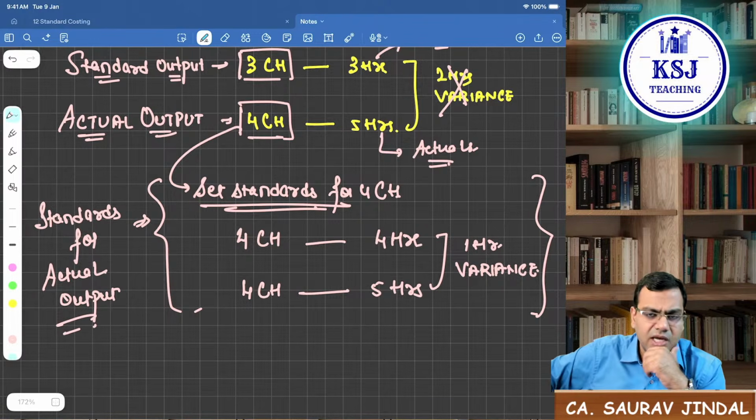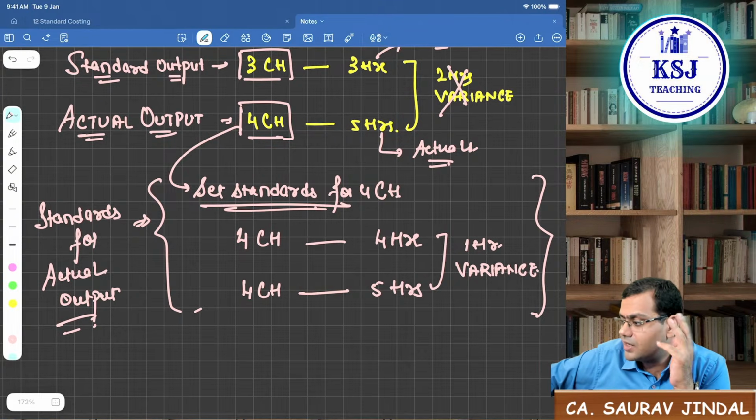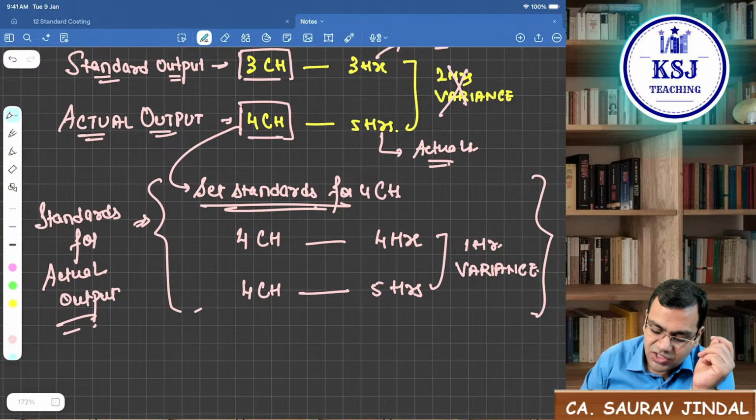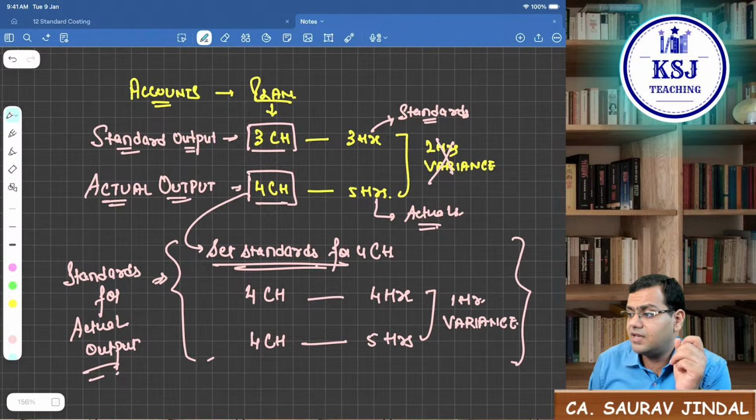Sir, why can't we change the actuals? Actual is what has actually happened, but you can change your thought process. So standards we can change, but actuals we cannot change. This you have to remember. Clear? So you will change the standards according to the actual output. Now this is a very, very important part of it.